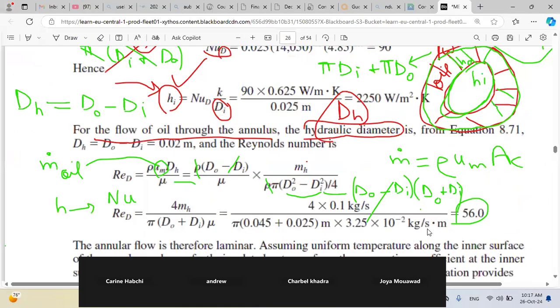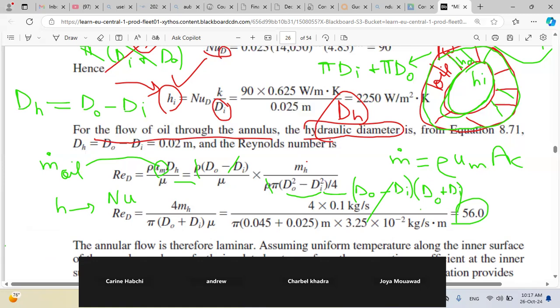First, as you can see here, Reynolds was really small. It's of the order of 100, while Reynolds for turbulent flow is of the order of thousands. Since this is a small value, it's a laminar flow. Then if we calculate D_i over D_o in this problem, the outer diameter is 0.045 meters and the inner diameter is 0.025. So the ratio is 25 over 45, which equals 0.56.